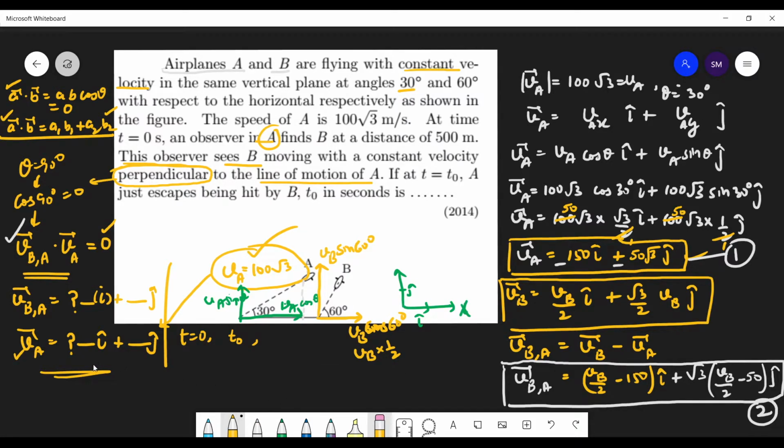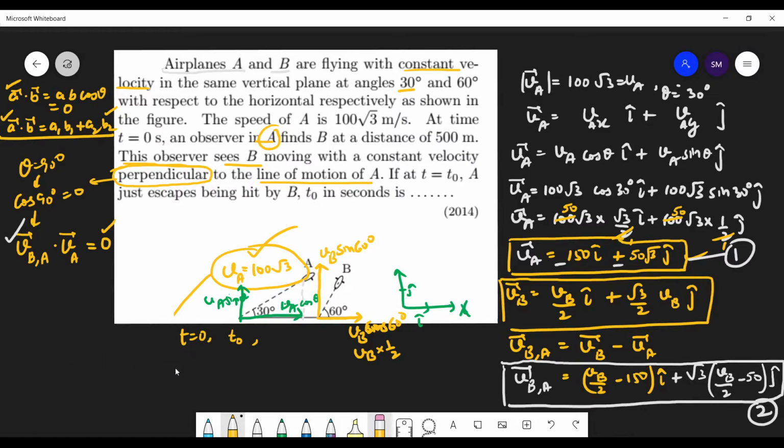And we have written the VBA and VA. So now we can find the dot product. Okay. So students, the dot product is A1 B1, so their I components will be multiplied. So 150 and this. There is no need of this negative sign here.